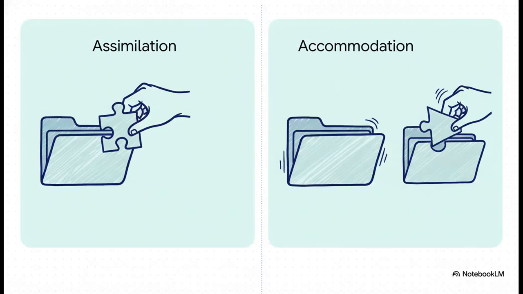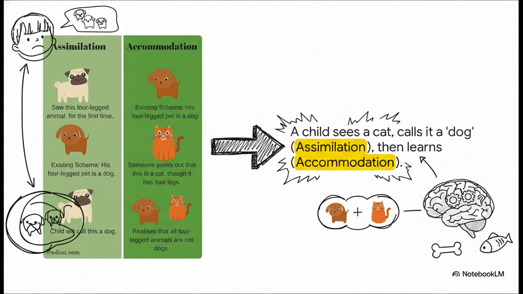So what happens when we run into something totally new? Well, our mental filing cabinet has two main ways of handling it. The first is assimilation. That's kind of like trying to stuff a new piece of paper into a folder you already have. Or if that doesn't work, we use accommodation, which is when you realize, no, this needs its own brand new folder.